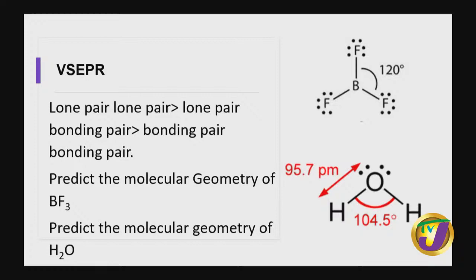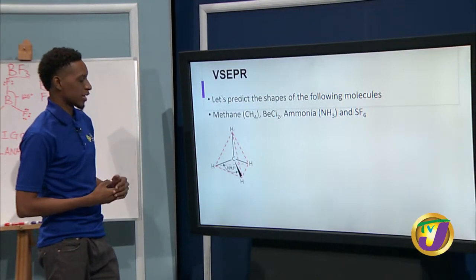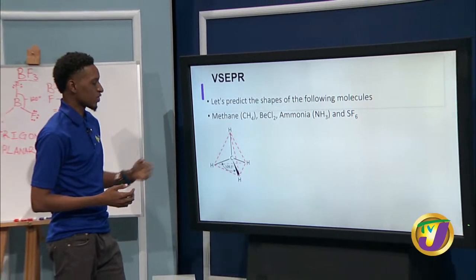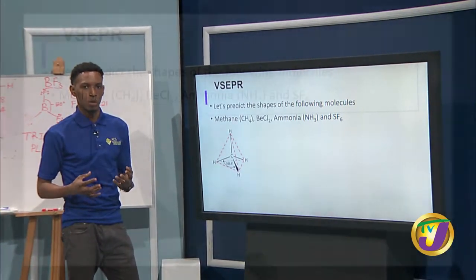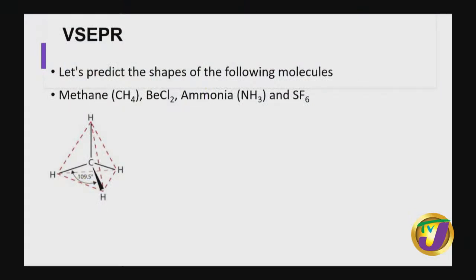Now, let's look at the shapes of some other molecules. Let's look at methane. Now, methane has a tetrahedral geometry, right? The bond angles within methane is 109.5 degrees. And you can figure out the shape of methane using VSEPR theory. So I'll allow you guys to practice with methane. However, I'll do some of the more difficult ones. So it's important to remember the shape. As I said, the shape here is tetrahedral. The bond angle between each CH bond is 109.5.